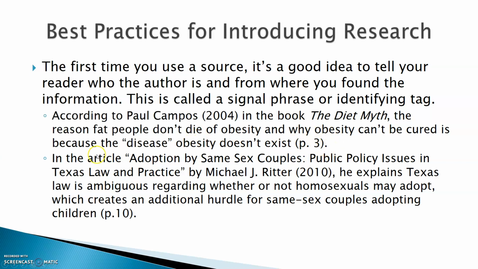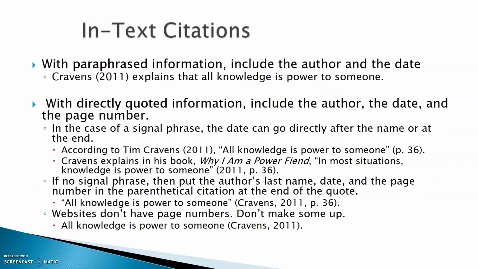I gave you another example. This is an article, and so here's the title of the article, here's the author, the year that it was published, and explains blah, blah, blah, and again, the page number. You want to introduce your research so that your reader knows that you are very smart because you found somebody who's an authority, who's got a PhD or who really knows what they're talking about. And if you found a good source, then that reflects well on you. All right, in-text citations.